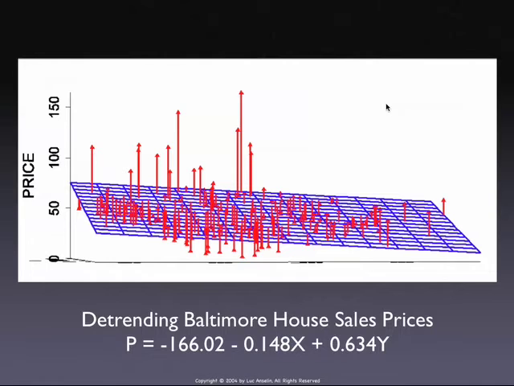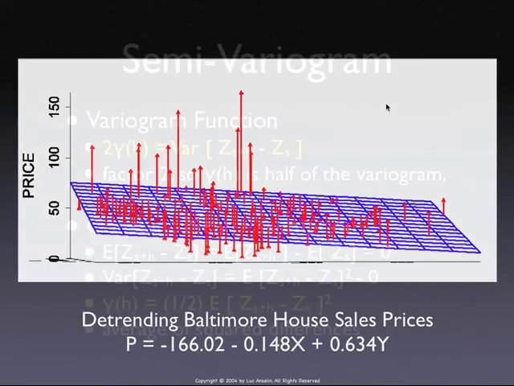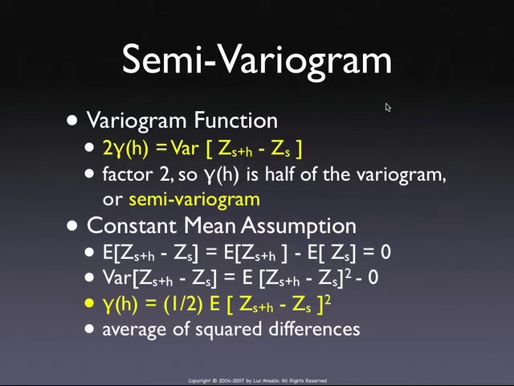How do we get to the constant mean? We take out the predicted value from the trend surface, the residuals have mean zero, and we're back in business. So that's how this works. The semi-variogram, as yes, Bill.